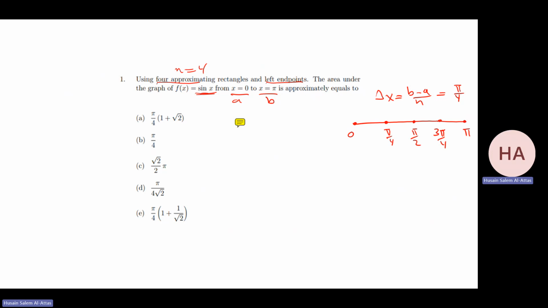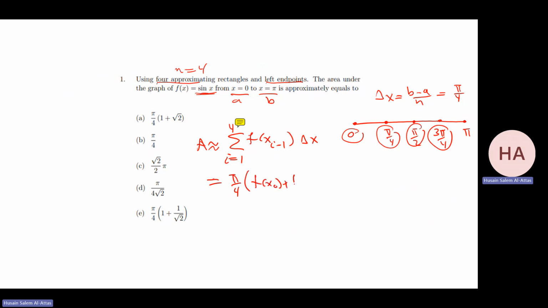So I need the left endpoint. So I need these points. So my area approximately summation i equal 1 to 4 f of x i minus 1 delta x. That will be pi over 4, which is delta x, times f of x0 plus f of x1 plus f of x2 plus f of x3.